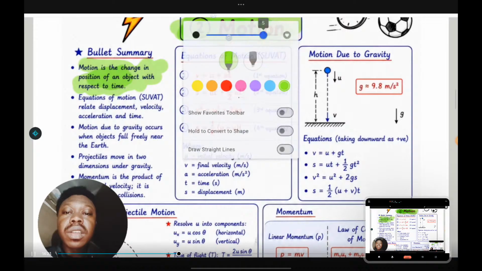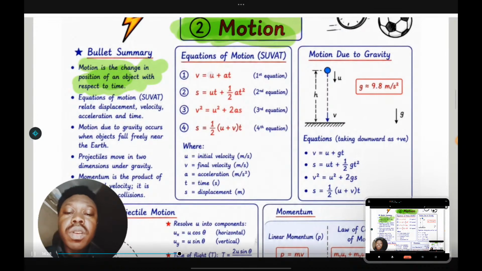Motion is done or is carried out. Now, how do we know this? We now have the equations of motion. Before you arrive at this equation of motion, you must know your basic equation, which is V equals distance over time. This is our basic formula under motion.